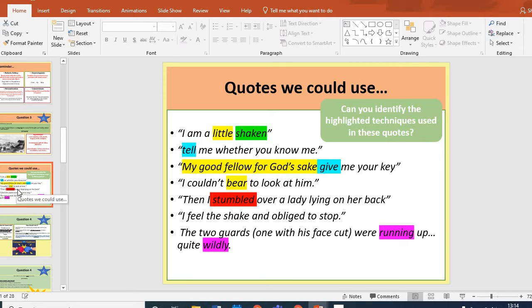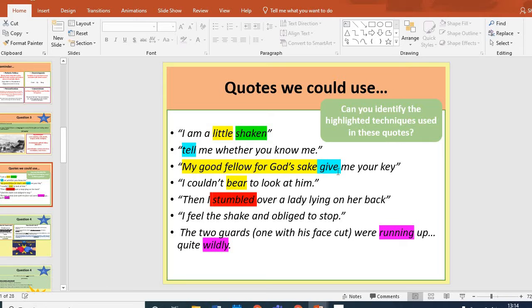Okay, so let's have a look at tell and give. So what could we categorize tell and give as? So they are instructing somebody to do something. Tell me whether you know me, and give me your key. So you might call these a command language, or an instruction, or a demand.